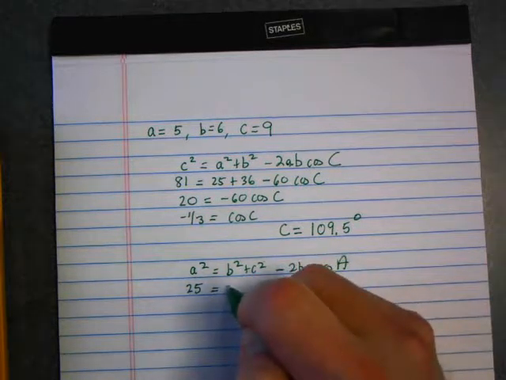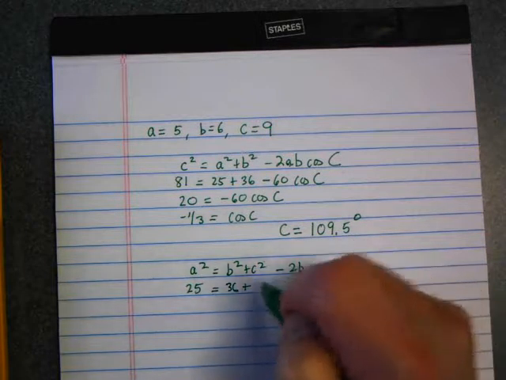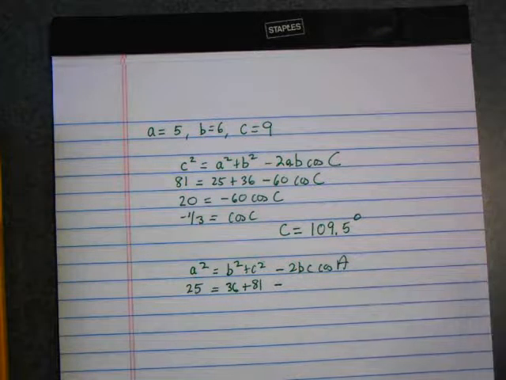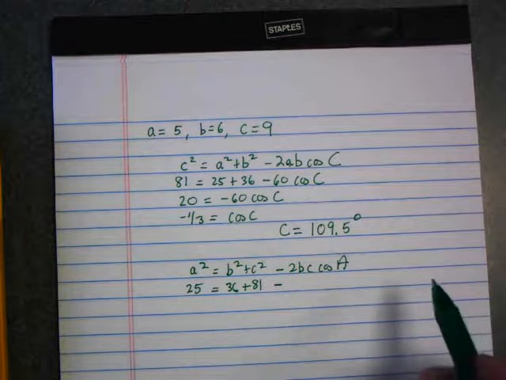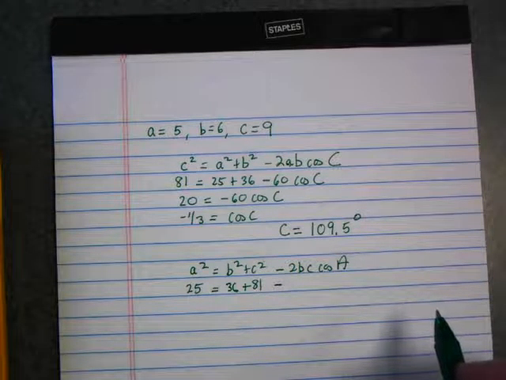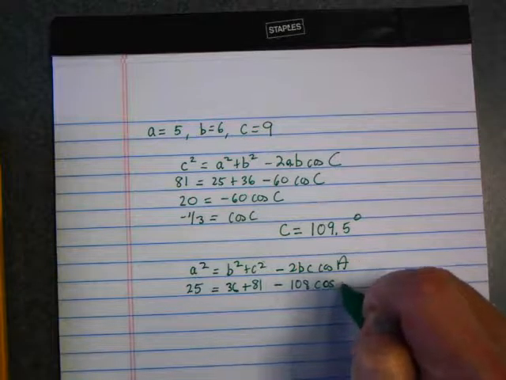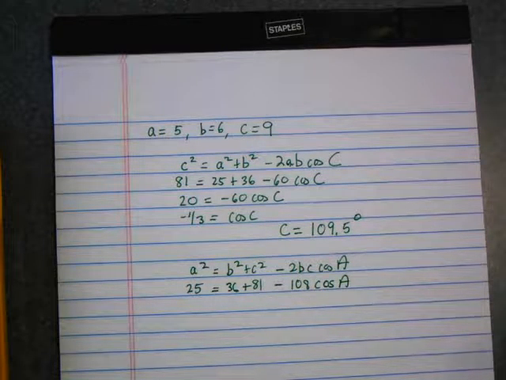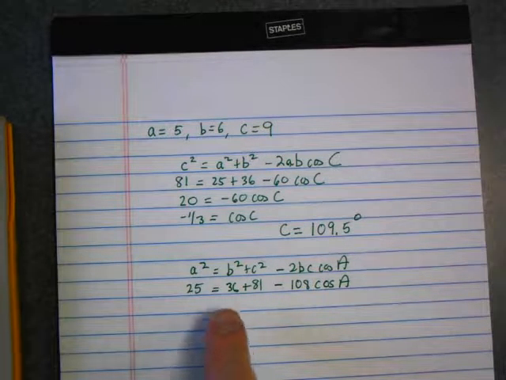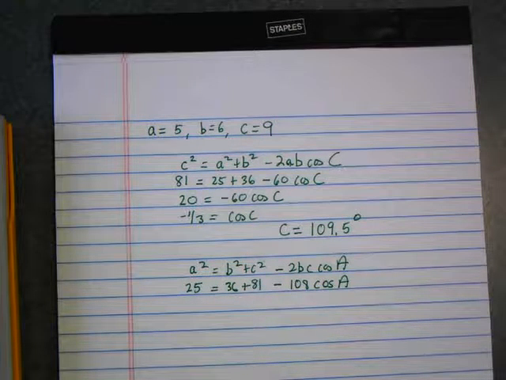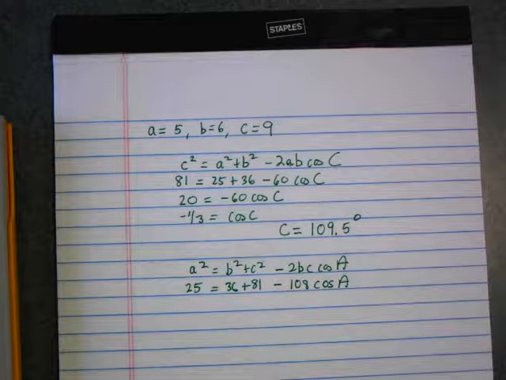25 equals 36 plus 81 minus, oh, I'm not sure if I can do 2 times b times c in my head. Let's see. How much? 108. I guess some of us can do it in our head. No, we used our calculator. All right, that's good. You impressed me for a minute there. All right, so 25 minus 36 minus 81. Oops. I can push the minus button, not the plus button.